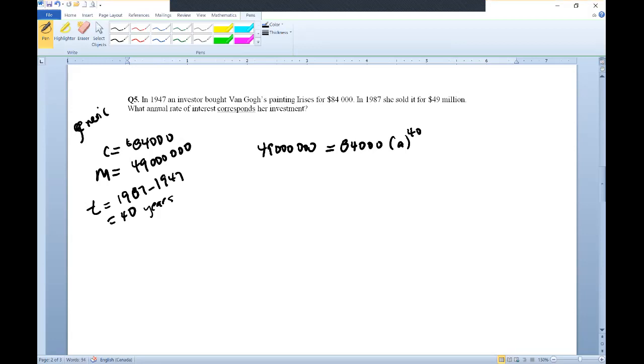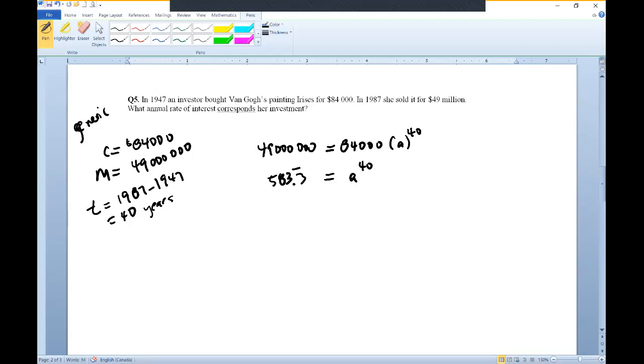And so when we're solving, one more time, we do reverse BEDMAS, and we divide each side by 84,000. So on the right-hand side, we do get a to the 40, but then the 49 million divided by 84,000 is approximately 583.3 repeating. Now, you don't truncate this because it's not an intermediate step, so don't do that.